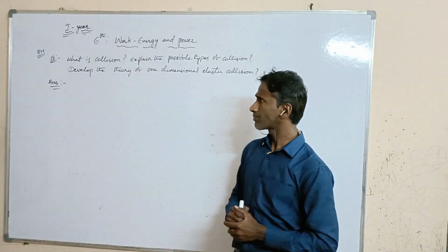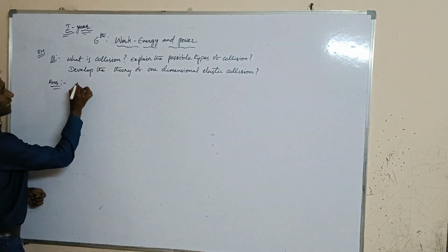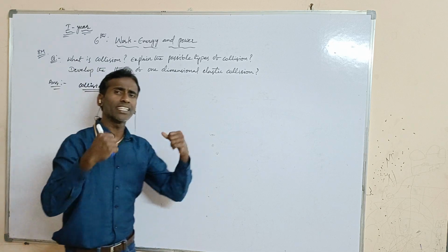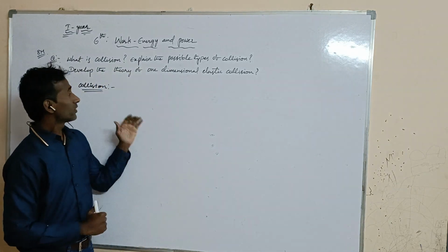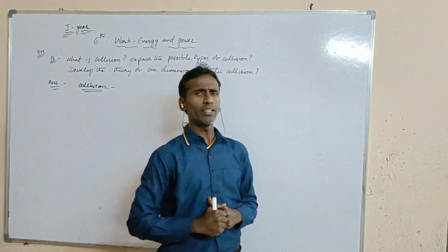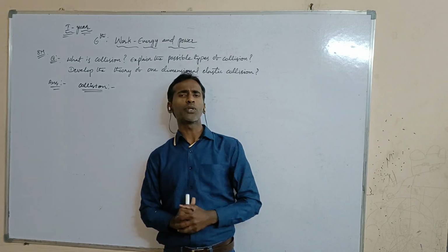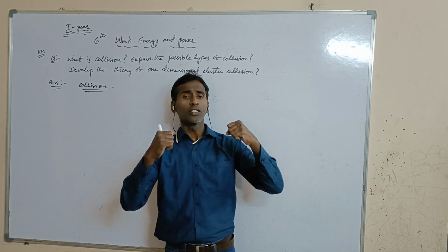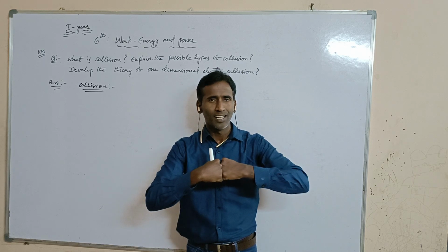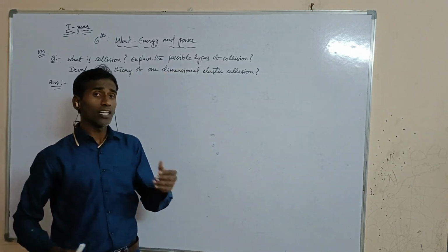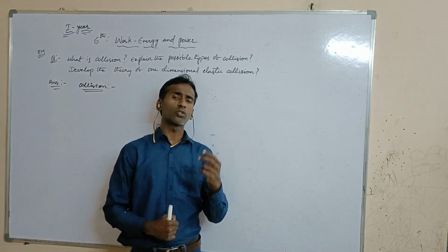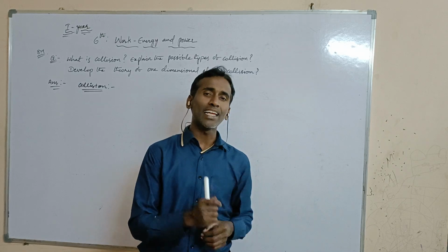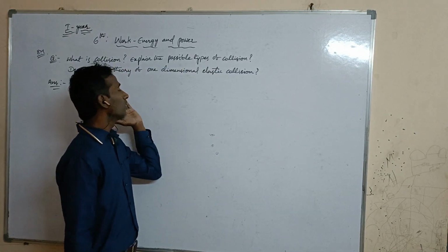First of all, what is collision? It means the strong interaction between two bodies. The best example is, nowadays every student plays eight ball pool and snooker game on their mobile. In that eight ball pool, there is a strong interaction between the two billiard balls. Students also play with marbles, the strong interaction between the two marbles is another example. Another example is the collision between nuclei and fundamental particles.